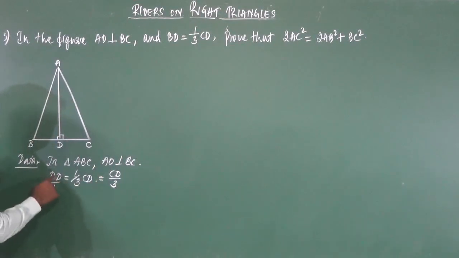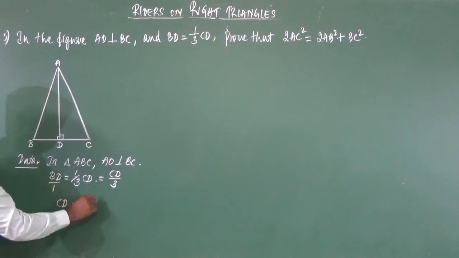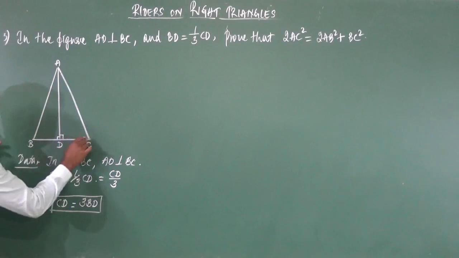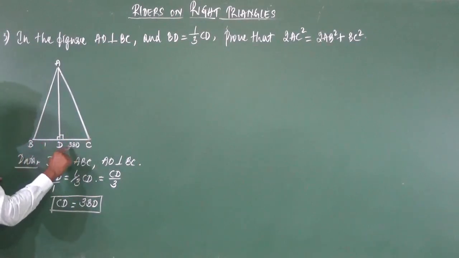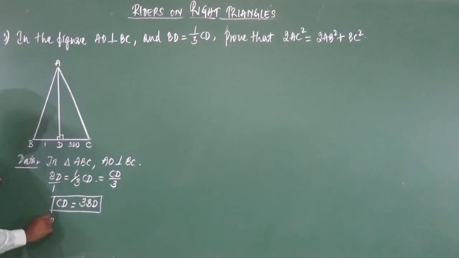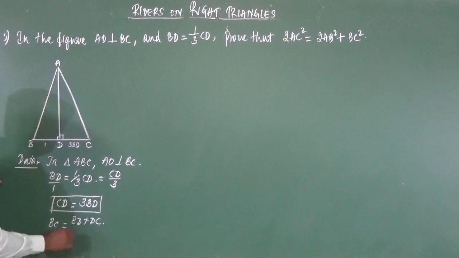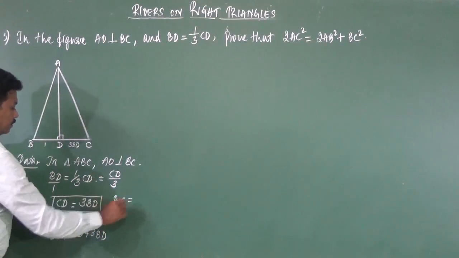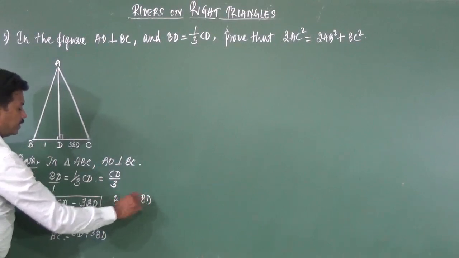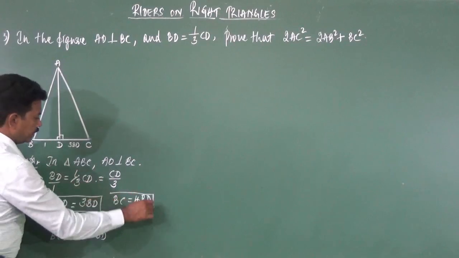So CD is equal to BD into 3, that is 3BD. So this is a result. So CD is 3BD, and BD is 1 unit and DC is 3 times BD. Then what will be BC? BC will be BD plus DC. BD is 1 unit and DC is 3BD. So therefore BC is equal to 1BD plus 3BD, which is 4BD. So BC is 4BD, you can take it as a result.